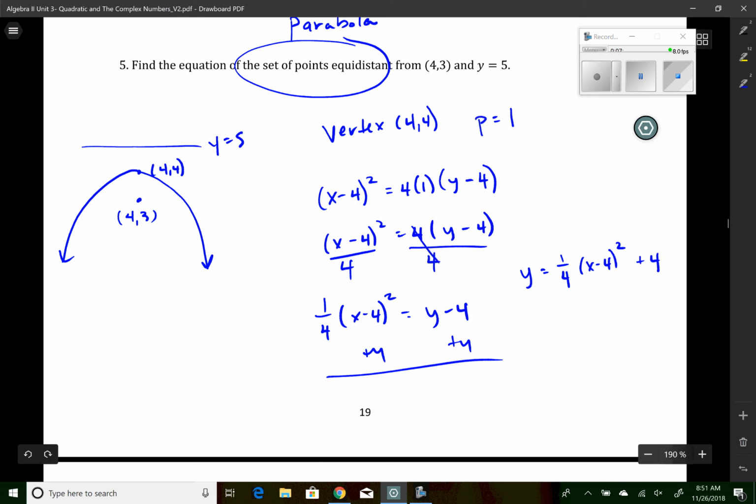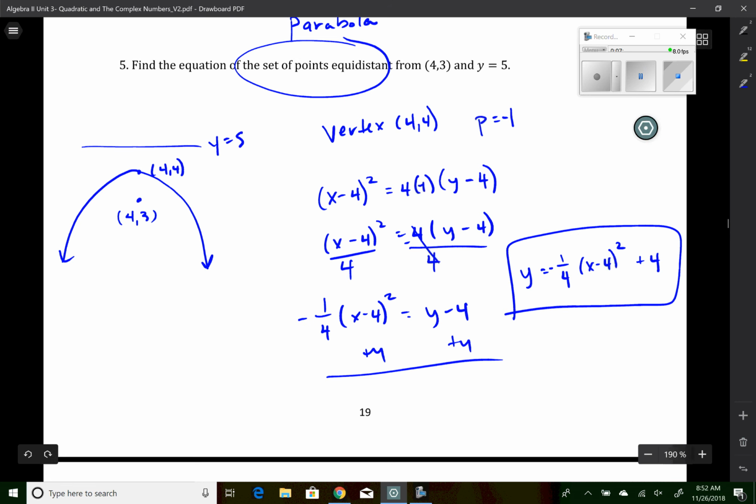But I made a mistake, right? What is my mistake? I forgot that the p-value was negative because it opened down. So if I graph this, I would see it will be an open up parabola, which for me would be a red flag that I messed something up. So if I make these all negatives in here, this becomes a negative 1/4. And then we're all set.